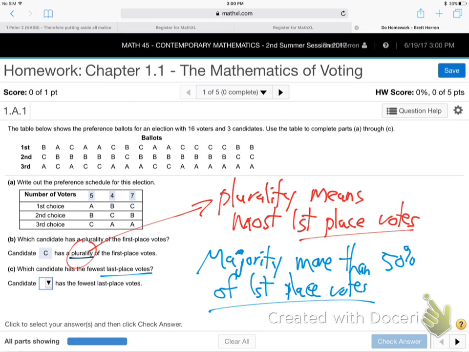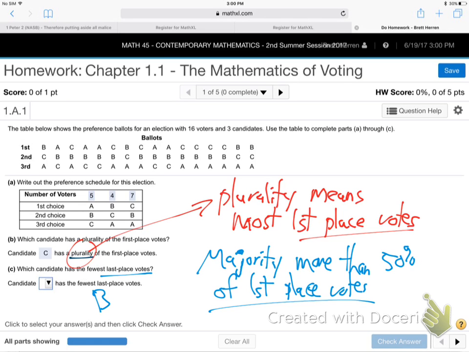B's kind of one of those candidates that everybody likes. Nobody really loves B. Only 4 people think B's the best. But nobody really hates B. B's not a divisive candidate. He or she doesn't divide. So anyway, B has the fewest last place votes. There's no B's on the bottom, right?